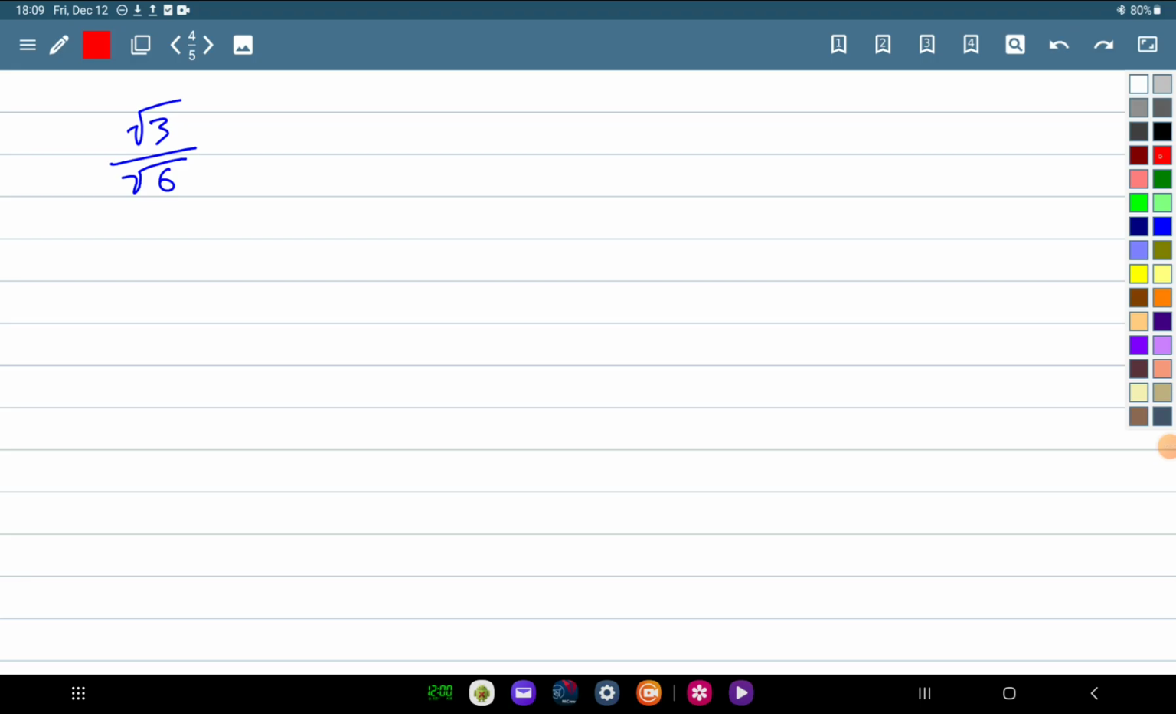We're going to multiply by the denominator over itself. Now, when we do that, we're going to get a numerator of the square root of 18, because 3 times 6 is 18. And the denominator is just going to be 6, because the square roots cancel each other out when we multiply them by a like value. So now we can clear out the square root of 18.